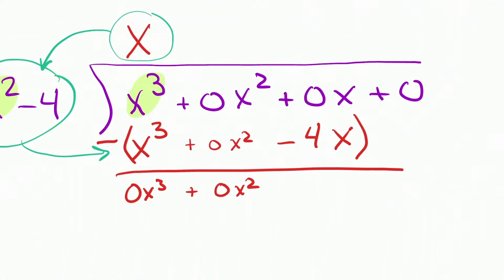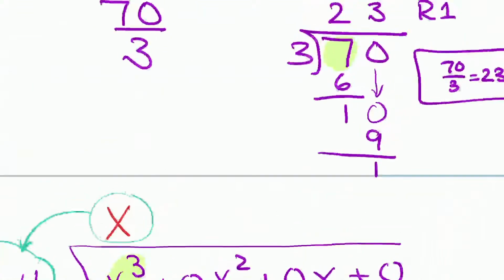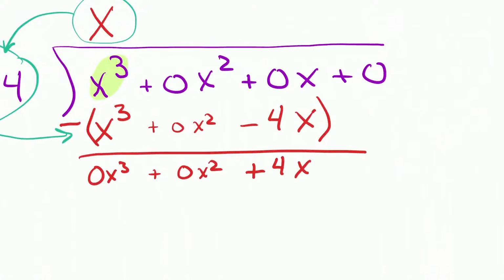And then 0x minus negative 4x is positive 4x. So that's going to be the thing that's going to kill you, is when you have to subtract a negative and you get a positive. Okay, so just as with this, I'm going to take the next term, drop it down. So let's do that. Put this down here.